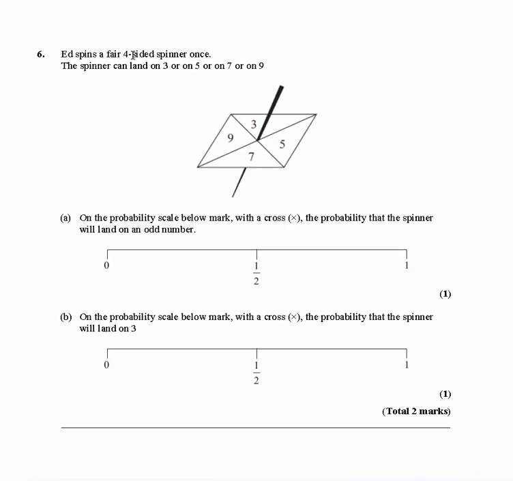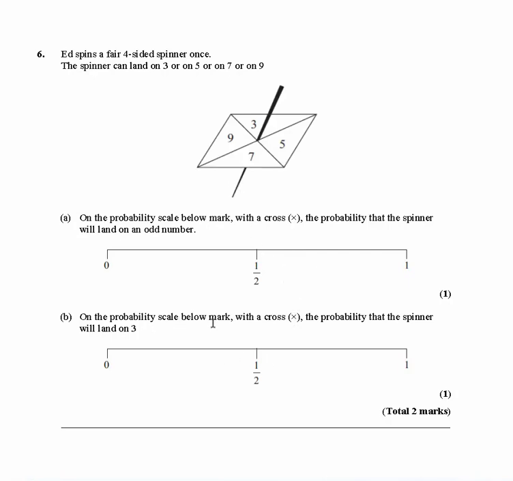Okay, Ed spins a fair four-sided spinner once. The spinner can land on 3, or on 5, or on 7, or on 9. So make sure you understand that these are the numbers on the spinner. All right, it's not 1, 2, 3, 4. Okay, it's a four-sided spinner, but different numbers are on it. On the probability scale below, mark with a cross the probability the spinner will land on an odd number. Okay, how many numbers altogether and how many are odd?